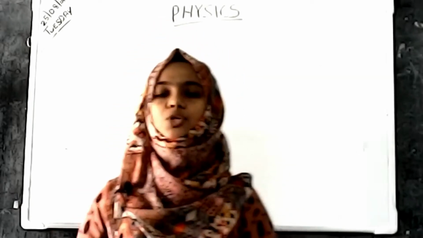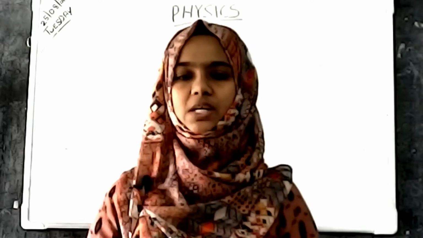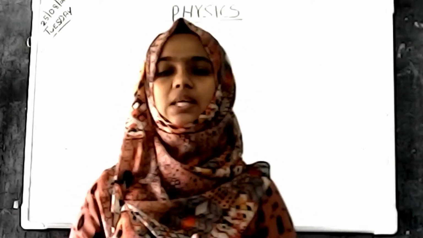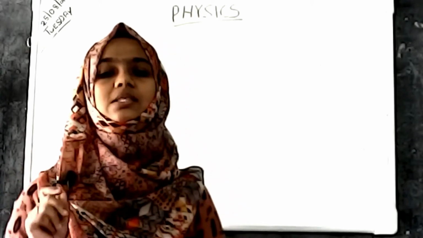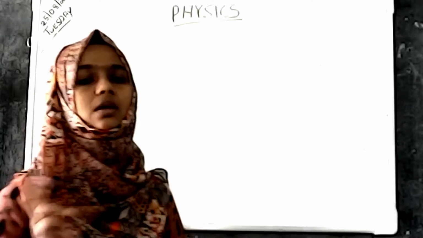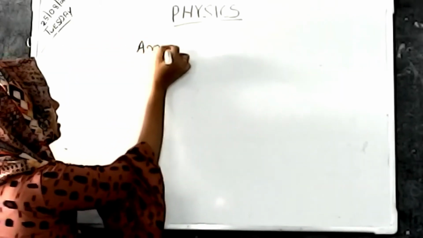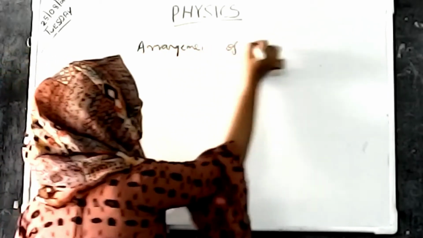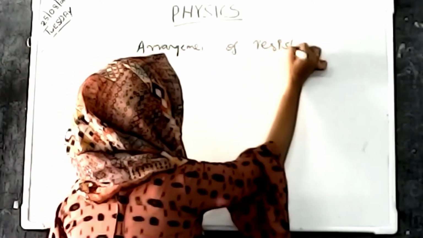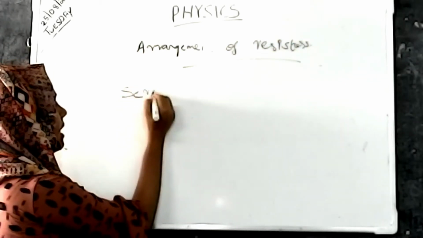Now we see two types of arrangement of resistors. First one is series and second one is parallel. So the arrangement of resistors in circuits is divided into two types. One is the series connection and the second one is the parallel connection.